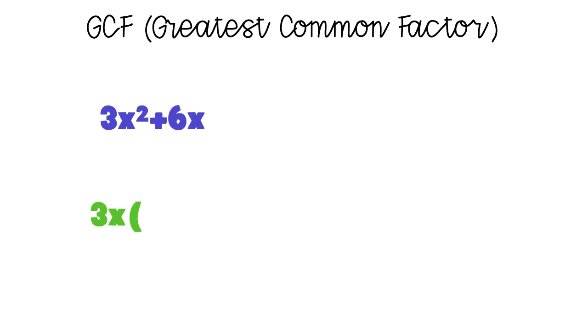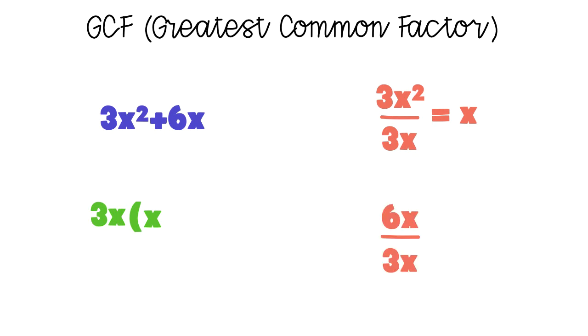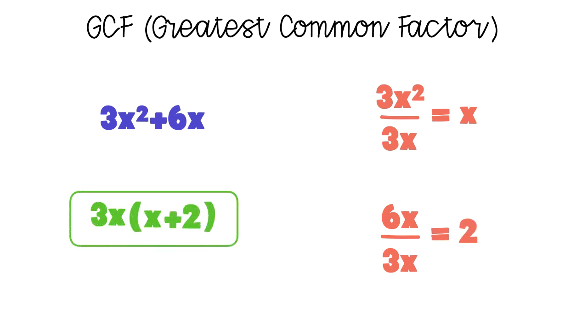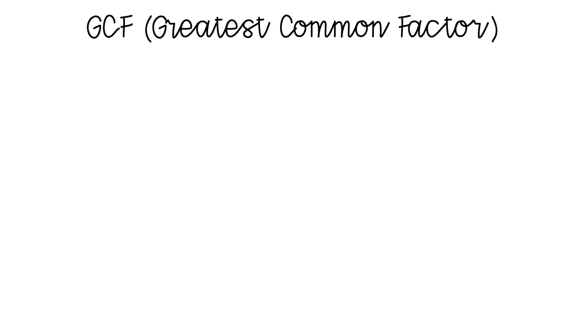To figure out what I'm left with after I pull that greatest common factor out, I basically just divide. So I can take that first term, 3x squared, and divide it by the GCF 3x, and I will get x. That's what I'm left with on my first term. I can do that same process, 6x divided by the GCF, and get 2 for my final answer of 3x times x plus 2. Let's take a look at another problem.